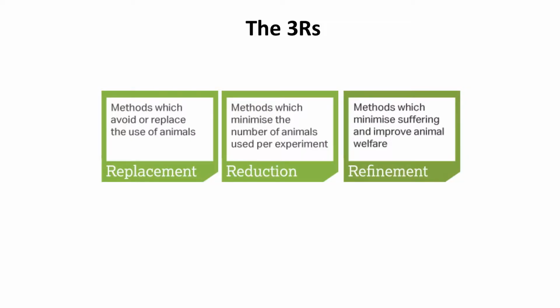So we need to really think about and optimise our experimental design and statistical analysis. And refinement involves methods which minimise suffering and improve animal welfare. This includes using appropriate anaesthetics and analgesics, as well as enrichment material for rodents, for example, so that they can exhibit their species-specific behaviour.